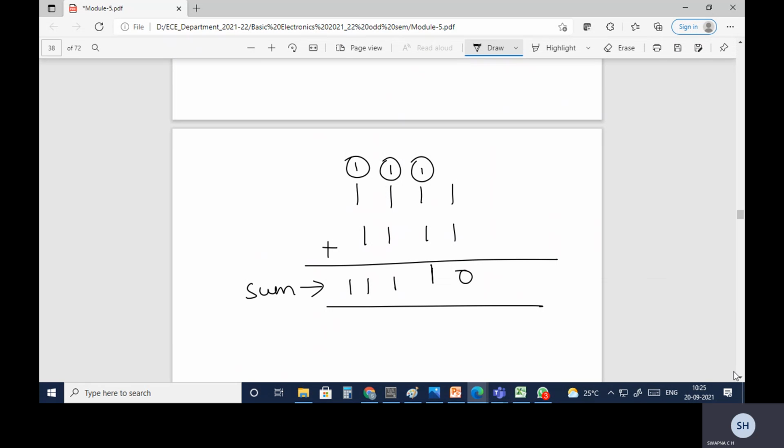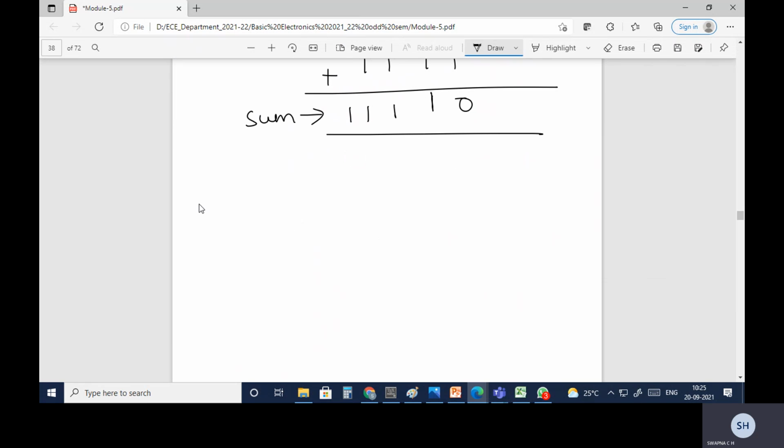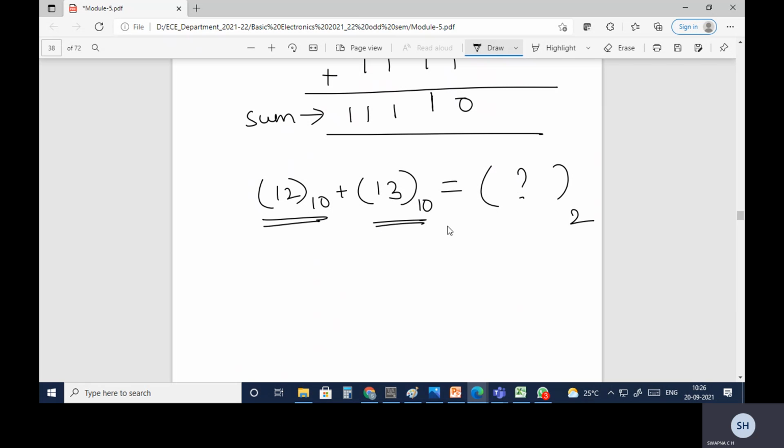If they give the binary numbers, it's fine. But if you have to find the addition of two binary numbers and they give the numbers in decimal like this, let me consider 12 and 13 as an example, and they want the result in binary. In that case, first you need to convert 12 and 13 to binary form and then add both of them.